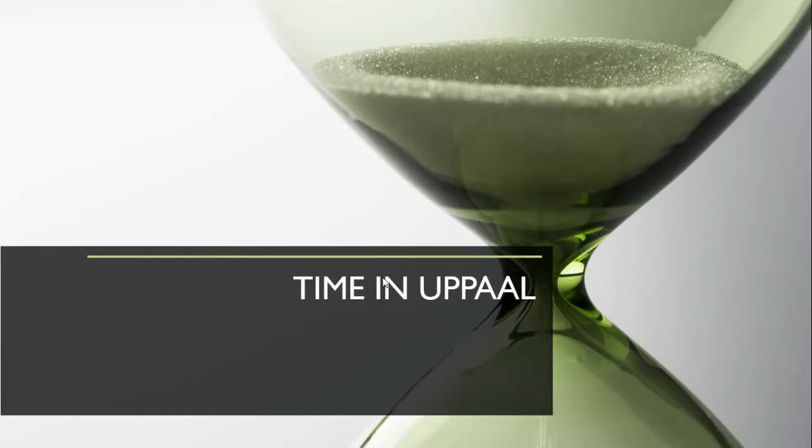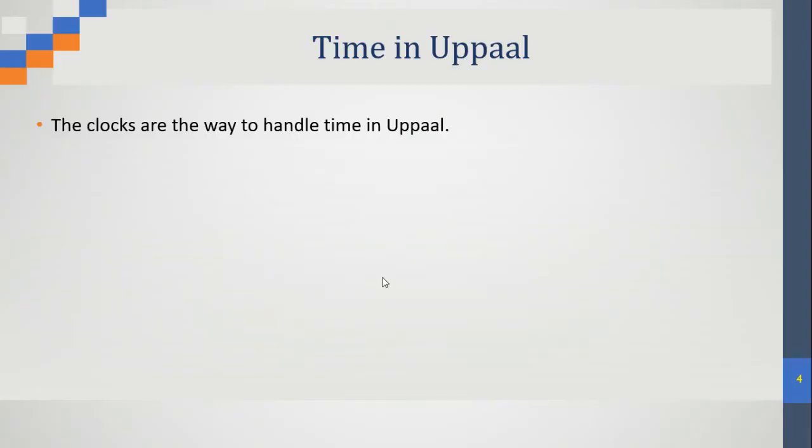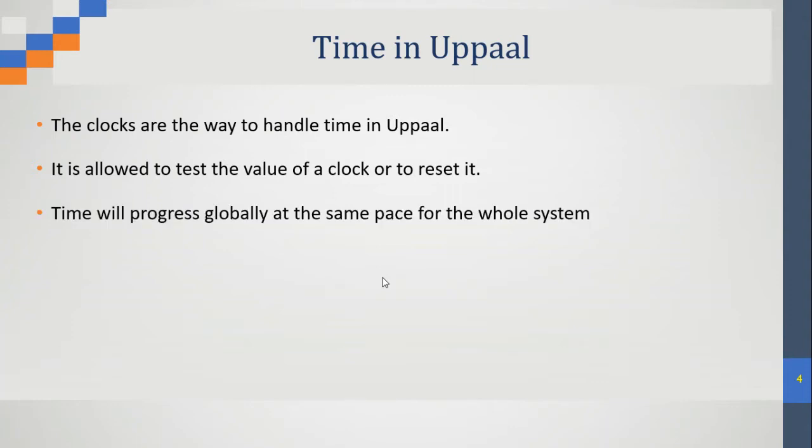Time in Uppaal. Actually, when we talk about time, we are in some way talking about clocks. By using the clock, we can control the time of the whole system. The clocks also allow us to receive the value and test the value. The clock also progresses globally. That means if you have many clocks, they will progress at the same time.